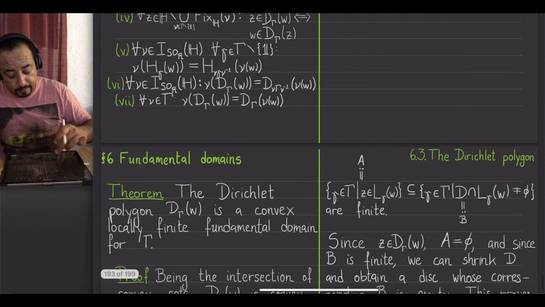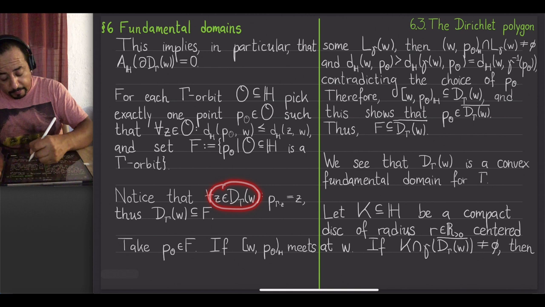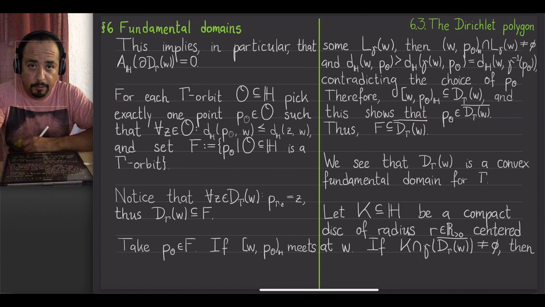And this tells me that for the points in the Dirichlet polygon, I certainly have that the point that I chose for the orbit is Z itself. And this proves that then Z, of course, is in S. So what I see is this inclusion, and that inclusion is pretty much obvious. Okay, and now I want to show that F is contained in the topological closure of the Dirichlet polygon in the hyperbolic plane. So take a point in F.